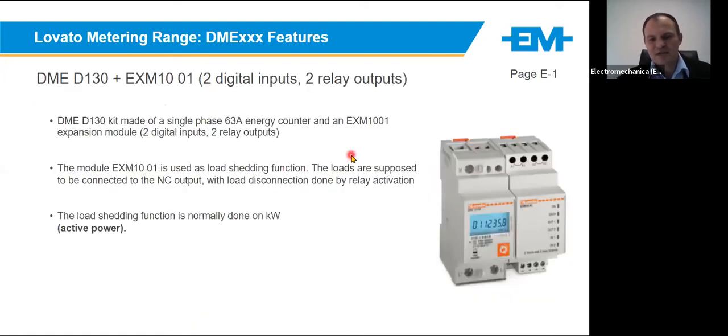Back to that single phase DMED 130. This kit is made of the single phase 63 amp meter and two digital inputs and two relay outputs. I'm going to use an example of using this sort of device to do what we call a load shedding function. For my load shedding function, I'm going to use kilowatt as the variable, and based on that, I will have a sequence of events.